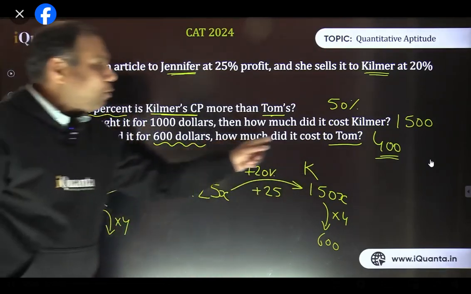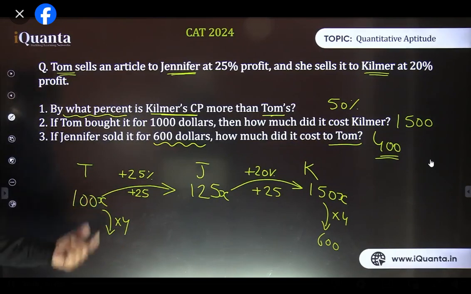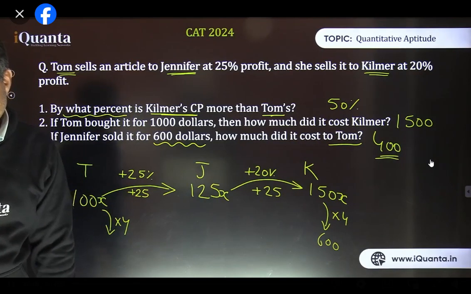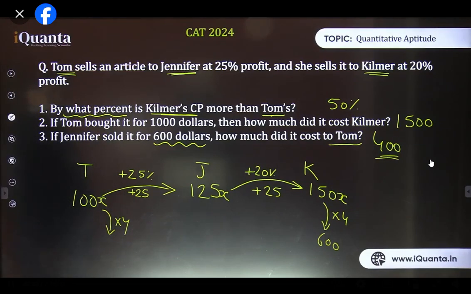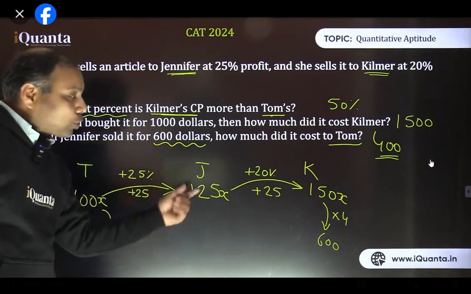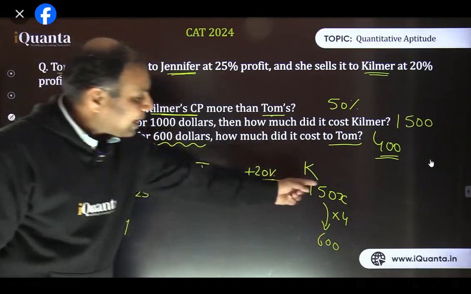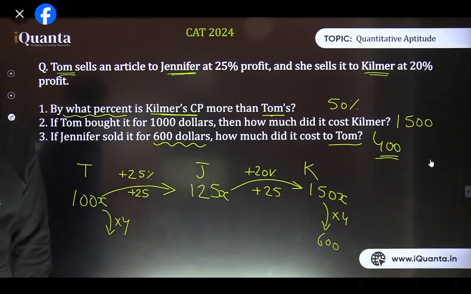And then the question was how much did it cost to Tom? That is 100x or 400. Fine. So these are their cost prices. In this question, it is given Jennifer sold it. So Jennifer का cost price 125x है, but Jennifer has sold it for 150x, na? So 150x is given equal to 600 in this third part.